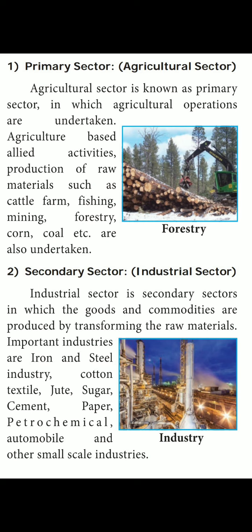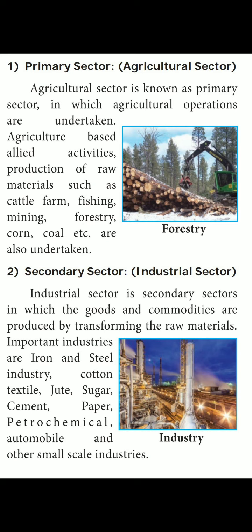Okay, what are the composition of gross domestic product? Indian economy is broadly divided into 3 sectors. That is the primary sector. Primary sector is also called the agricultural sector. The secondary sector is also called the industrial sector. And the third one is the tertiary sector. Tertiary sector is also called the service sector. Okay, now one by one we can see today.